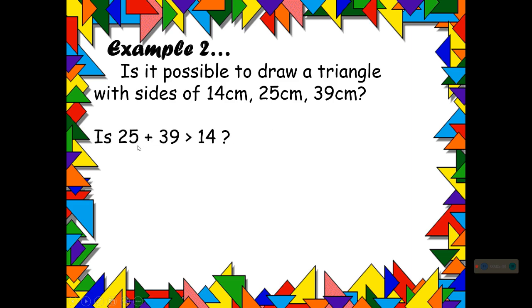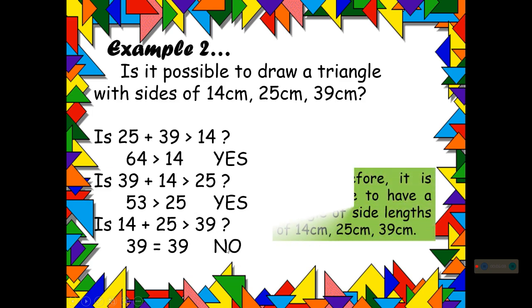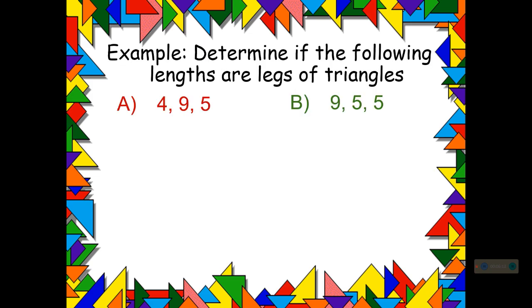Let us check. Is 25 plus 39 greater than 14? Correct. How about 39 plus 14, is it greater than 25? Okay, yes, it is correct. How about 14 plus 25, is it greater than 39? The answer is no. Since one is no, it is not possible to have a triangle with side lengths of 14 centimeters, 25 centimeters, and 39 centimeters.